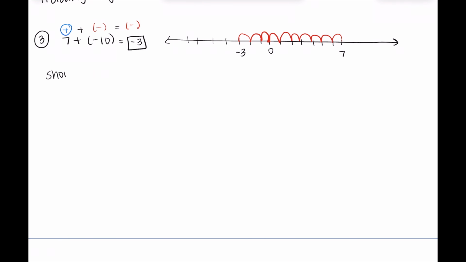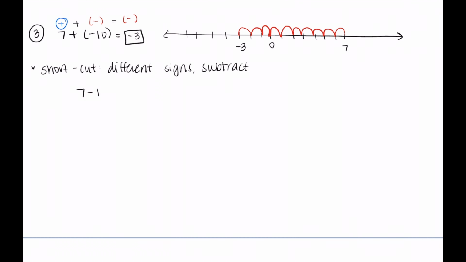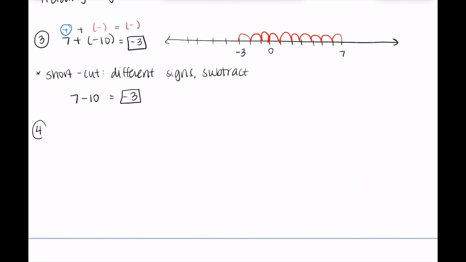So for those of you who maybe won't have time to draw out the whole number line on a test or quiz, I'm going to go through a little shortcut method. And in the shortcut method, when we have different signs, we can just subtract, and I'll show you how to do this. So we can just do 7 minus 10 instead of 7 plus -10. And when we do 7 minus 10, we also get -3. And now we'll move on to number 4.